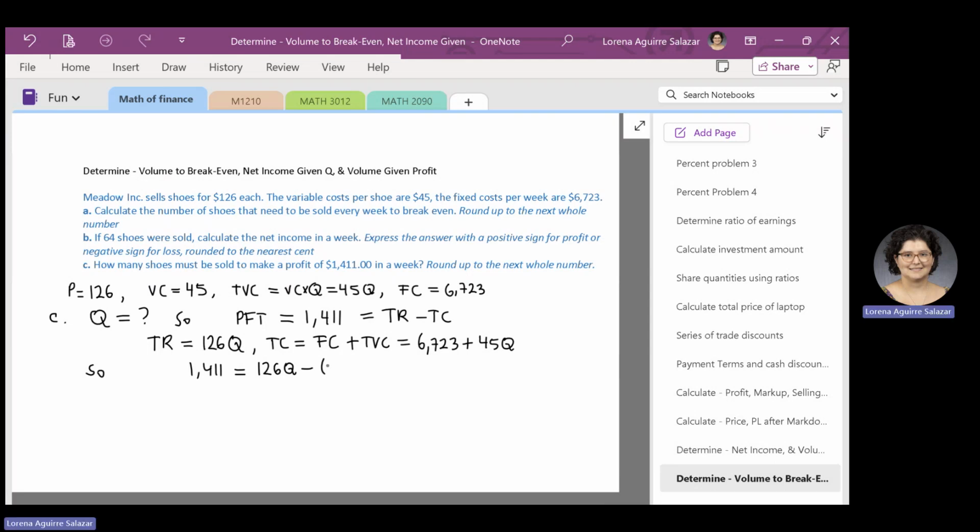And we're very careful here, we're using brackets to make sure that we end up with the right equation. 1,411 should be equal to 126Q. Then the minus affects everybody in the bracket. We have minus 6,723, then minus 45Q.